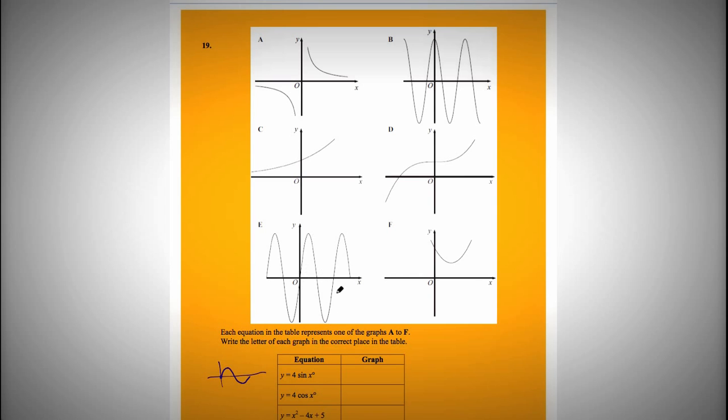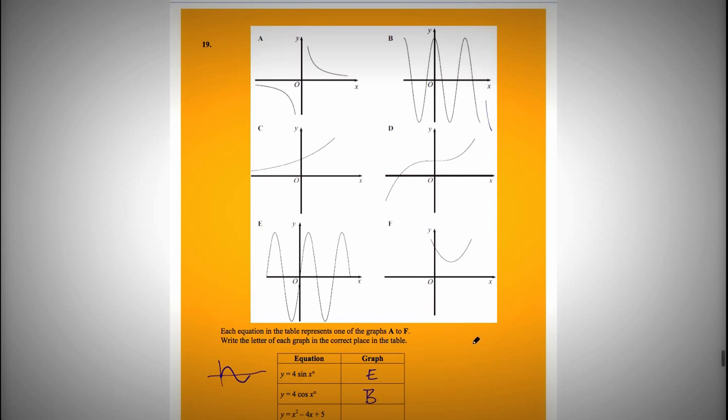So 4 times a sine looks like that one, and it goes through 0, 0, so I'm going to call that E. y equals 4 cos x is this other repeating graph. Has to be, because it's a wave, so it's a cosine or a sine. And this one also, at 90 degrees, is still 0. So this is 4 times the normal cosine graph, so that is B.